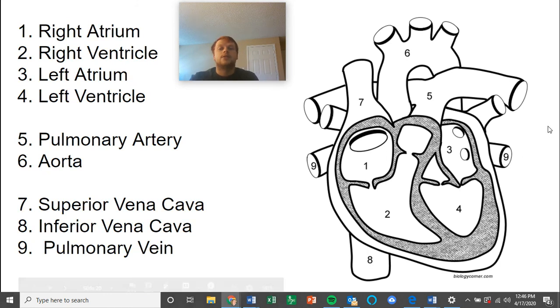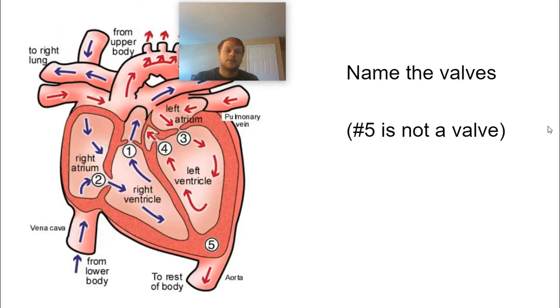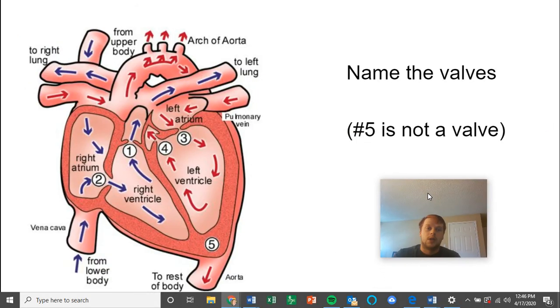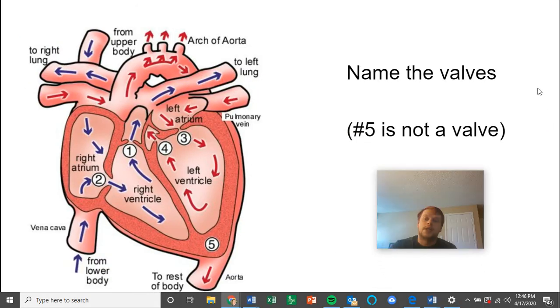Remember, I did ask you to try to label the different valves. If you did that on your last one, that's good. We're going to go over the answers in a second. If you didn't, go ahead and try to label numbers 1 through 5. 1 through 4 are valves. Number 5 is not. So I'll pause right here and then come back when you're ready for the answer.